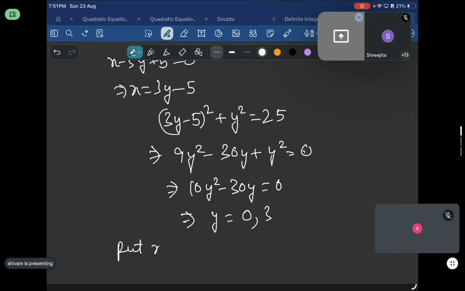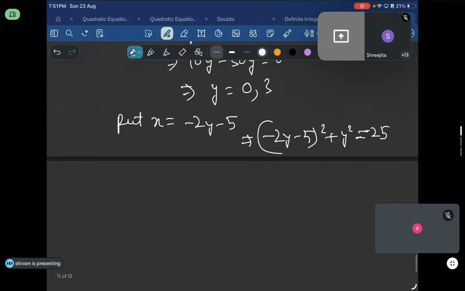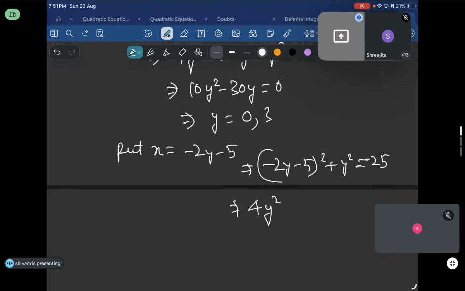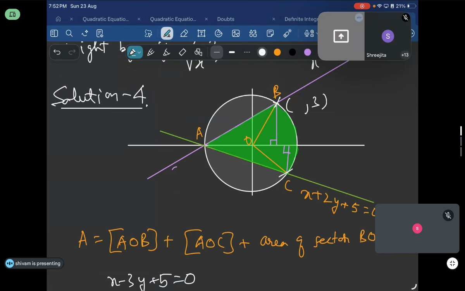So put x equal to minus 2y minus 5. This implies minus 2y minus 5 whole square plus y square is equal to 25. Again 25 will get cancelled. What are you getting? 4y square plus 20y plus y square is equal to 0. So over here, what is the value of y? Minus 5 and 0. But which one should we take? Minus 5. Correct. Now the problem is done.